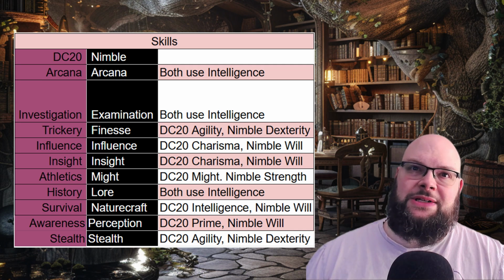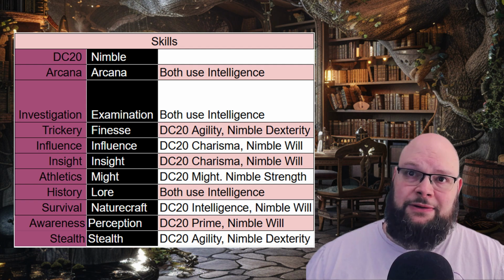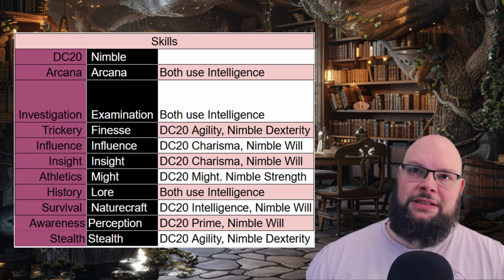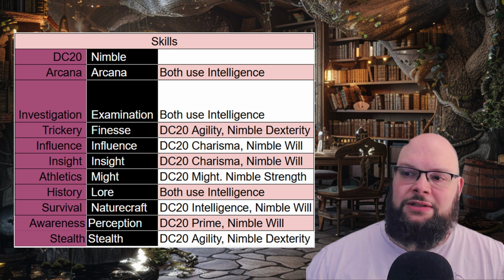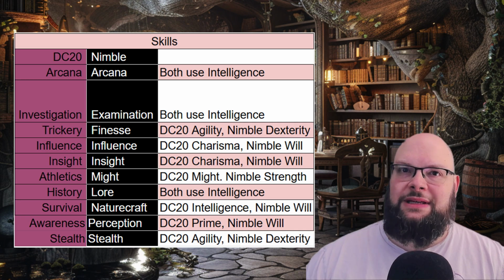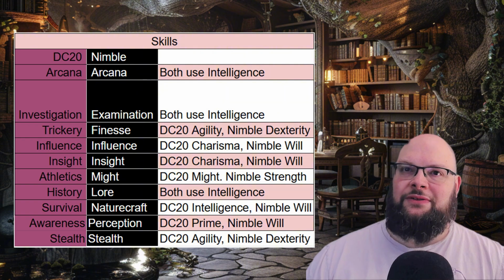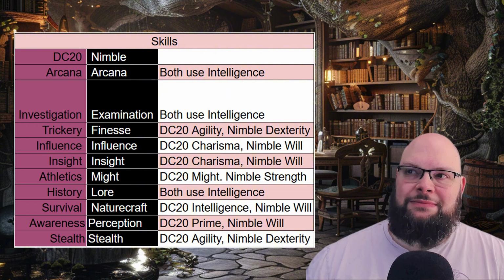Awareness and Perception is another big one that's different, because DC20 has that concept of Prime and Nimble doesn't have anything like that. Awareness uses your Prime attribute, your best stat's bonus. And in Nimble it's tied to Will, which would be similar to how you would envision it in D&D 5th edition. And Stealth is Stealth in both games, DC20 using Agility, of course, and Nimble using Dexterity.